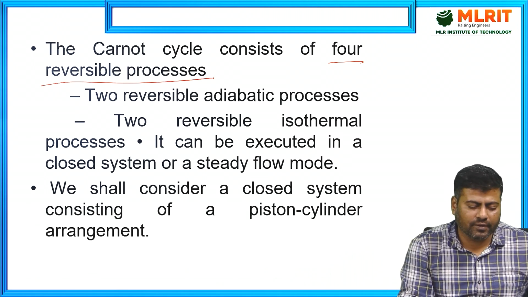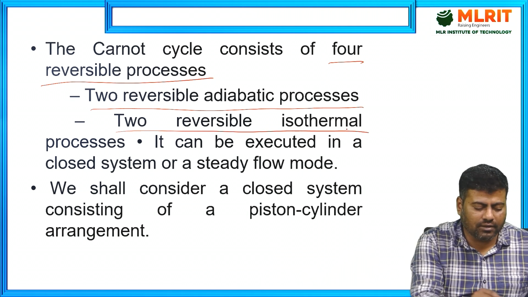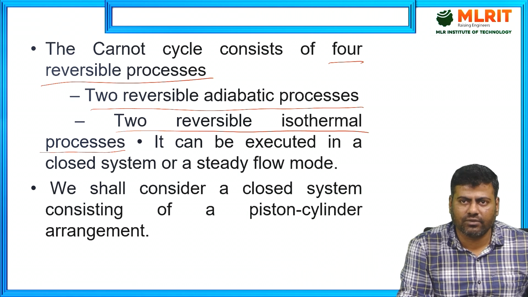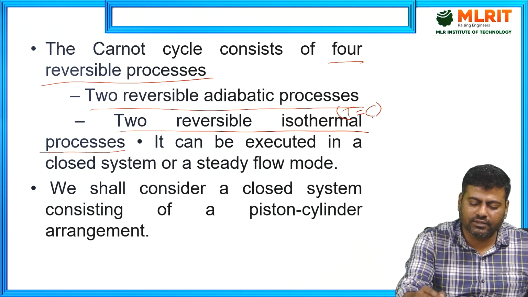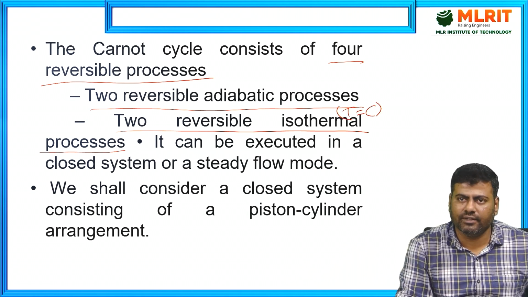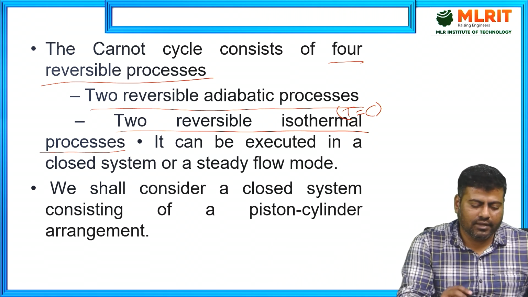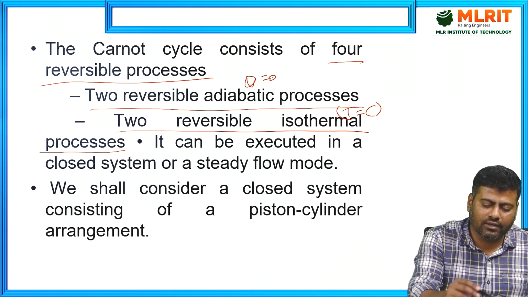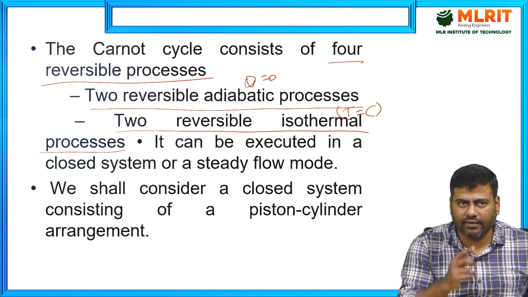So what are they? 2 reversible adiabatic processes and 2 reversible isothermal processes, right? Reversible adiabatic is nothing but what we call an isentropic process, right? And 2 reversible isothermal processes. Here the temperature remains constant. These are all in the first unit. In the quasi-static process itself we discussed this already. So the temperature remains constant throughout the process, right? And reversible adiabatic is nothing but an isentropic process where the heat transfer between the system and surroundings remains nil, 0, right? So in that way we are supposed to consider.